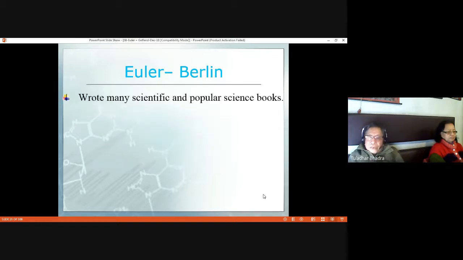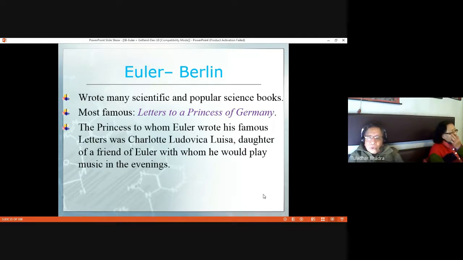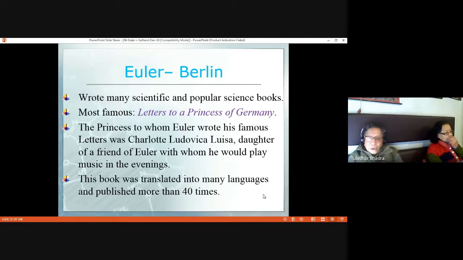He wrote many scientific and popular science books. His most famous popular science book, not on mathematics, is known as Letters to a Princess of Germany. The princess to whom Euler wrote his famous letters was not a real princess, she was Charlotte Ludovica Lucia, a daughter of a friend of Euler, with whom he would play music in the evening. This book was translated into many languages and published more than 40 times. That shows how popular and famous this book is.